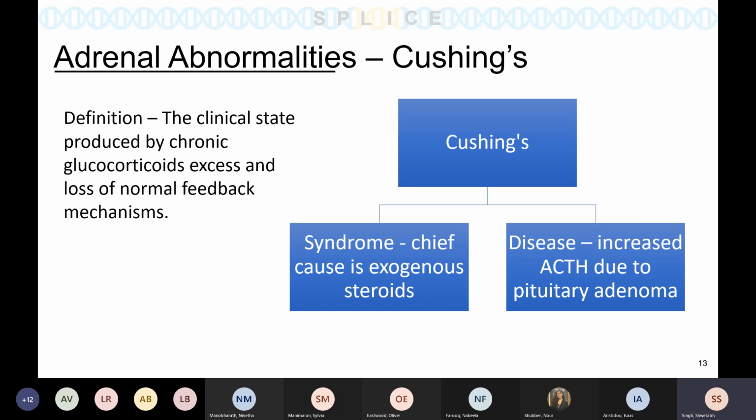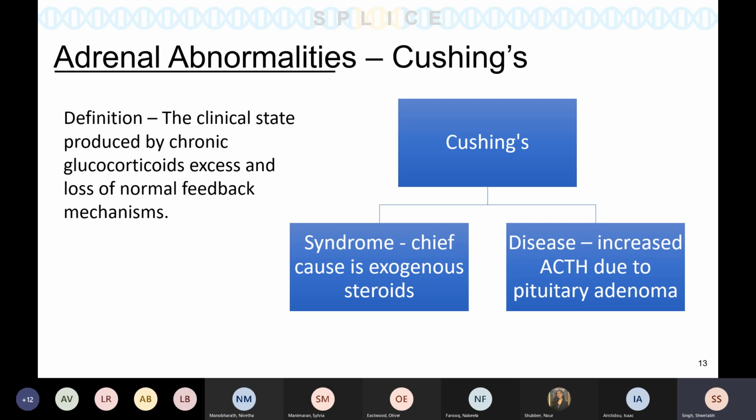caused mainly by exogenous steroids. As you know, through other specialities like rheumatology and gastro, obviously highlighted Crohn's earlier, steroids are widely used in such a wide array of diseases that Cushing's and Addisonian crisis are such important concepts to nail because they are widely important across a wide array of specialities.